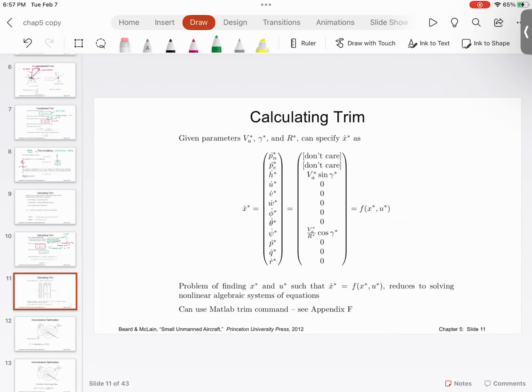If you want to find out the trim or the steady state, remember those 12 equations. In those 12 equations, the left-hand side of equations 1, 2, 3, 4, 5, 6, 7, 8, the left-hand side of those 8 equations will be equated to 0. And then you have this equation, because that is indicating the yaw rate.